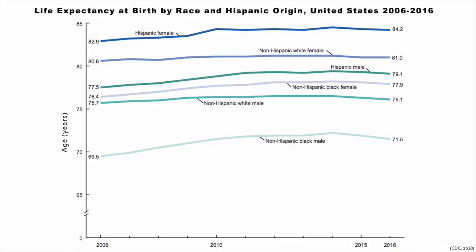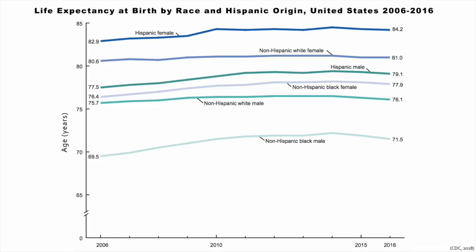This graph shows life expectancy at birth by race and Hispanic origin in the US from 2006 to 2016. On the x-axis, we have the year, and on the y-axis, we have age. It's important to note when looking at a graph like this, see those two little diagonal lines? That tells you that there's a gap in the information that isn't displayed. So you see the age goes from 0 to 65, and then after that, it's only a 5-year difference.